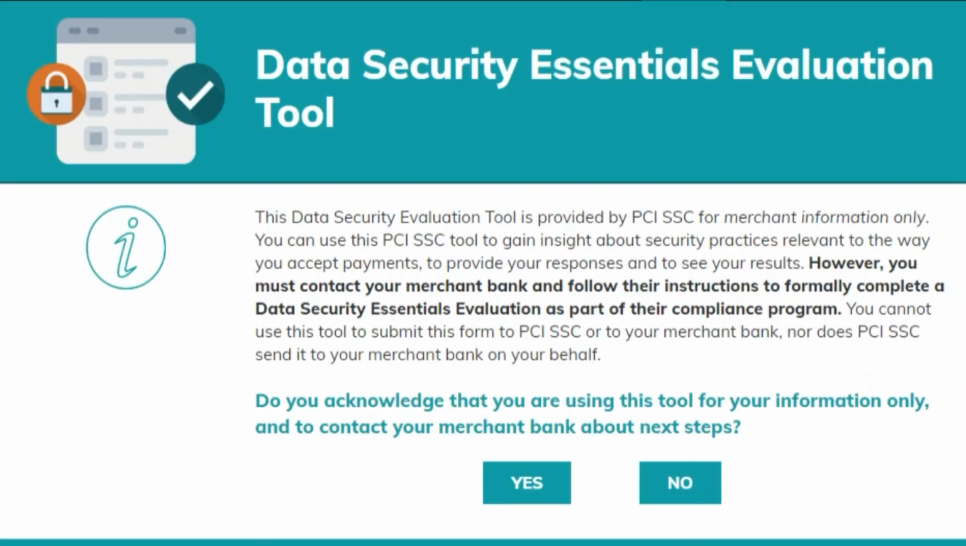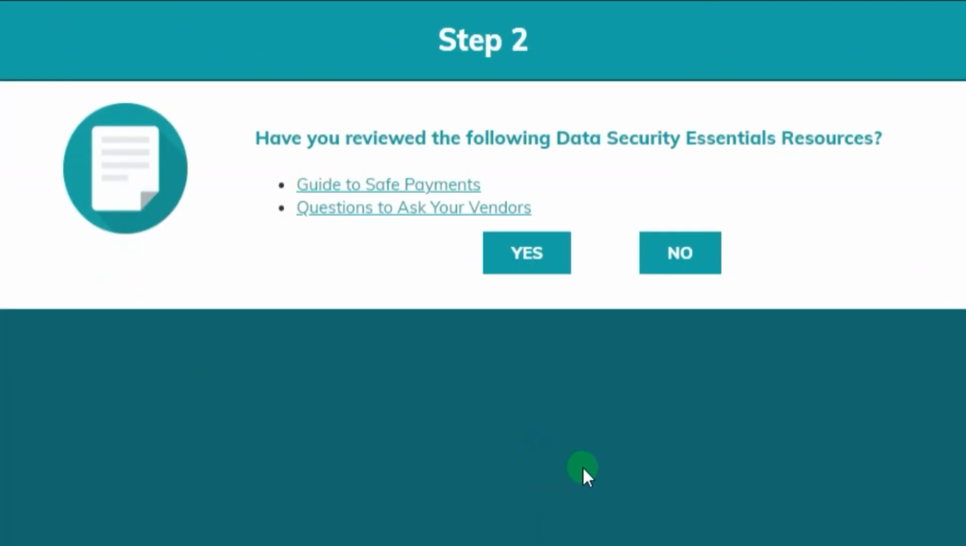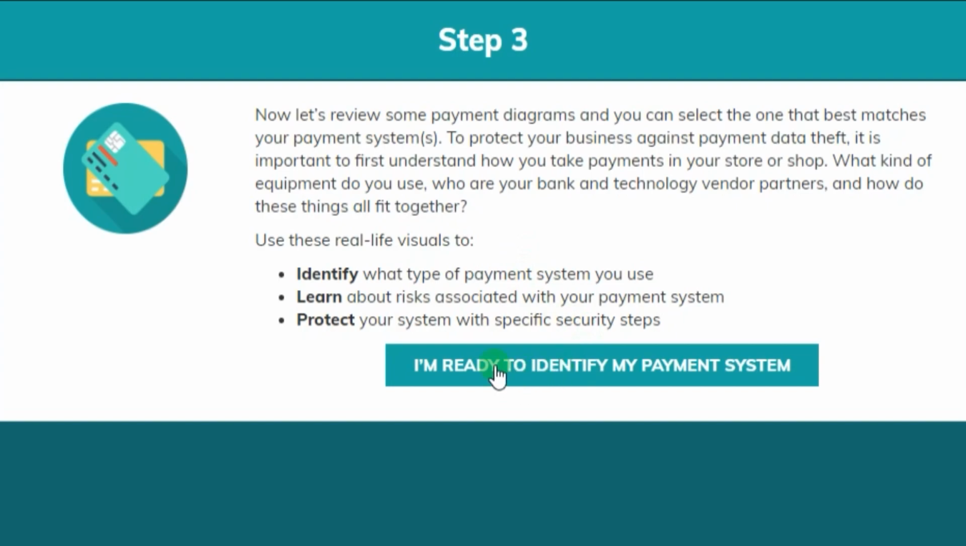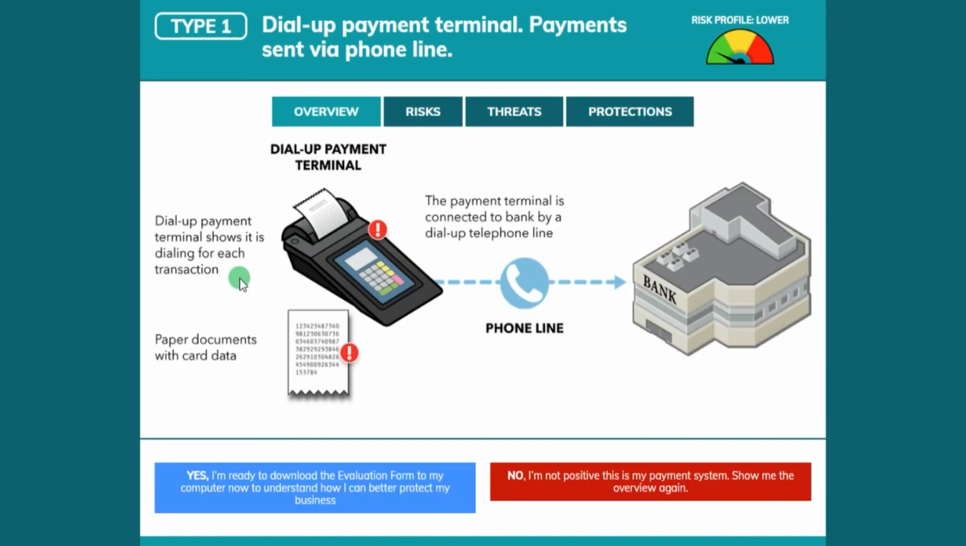It's going to ask us, do you acknowledge that you are using this tool for information only and that you are advised to contact your merchant bank about next steps? So for training purposes, yes. Have you reviewed the Data Security Essentials resources, Guide to Safe Payments? We just were looking at that one. So we're going to say yes here. And I am ready to identify my payment system. So let's begin with payment system types 1 and 2.